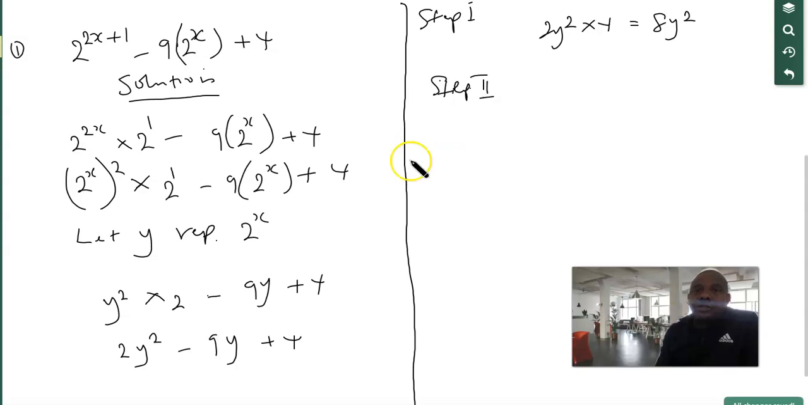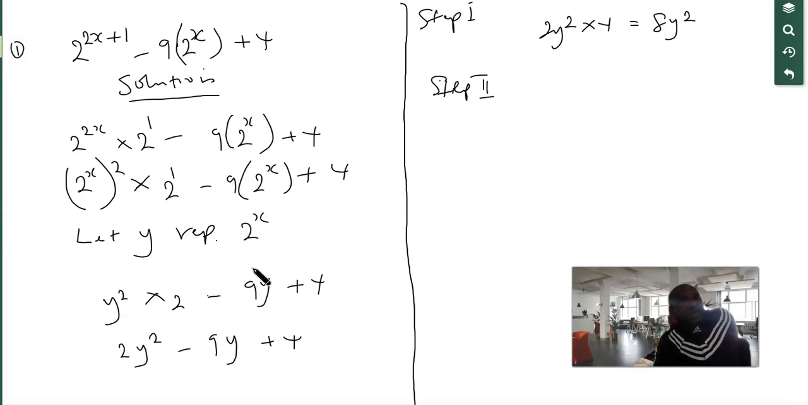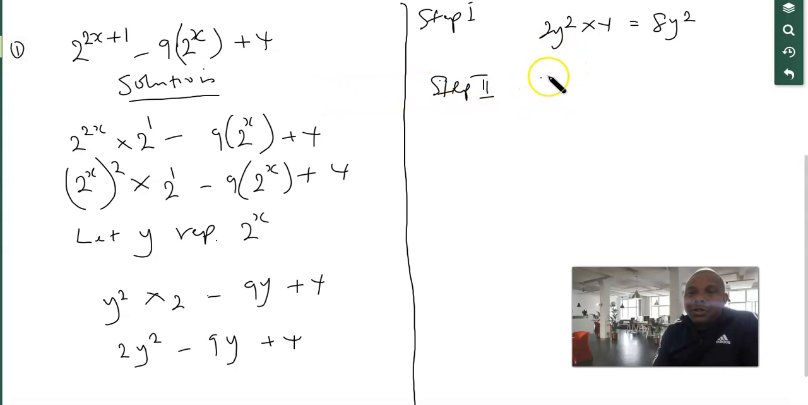Step 2 is to look for two numbers that when you multiply them, you get 8, and when you add them, you get minus 9. The two numbers are minus 1 and minus 8, because minus 1 times minus 8 is 8, and minus 1 plus minus 8 is minus 9.